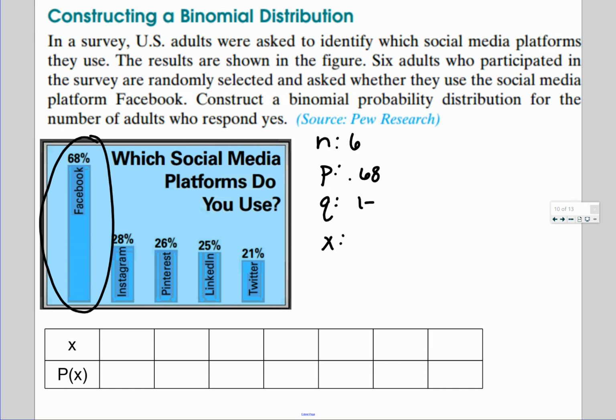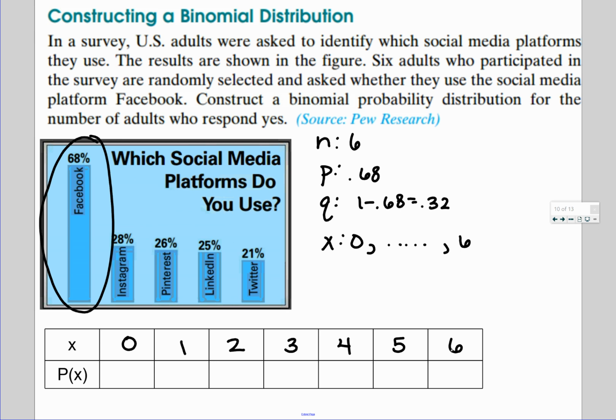Do 1 minus 0.68, 0.32. All right, and then all of our different values of x. So the lowest possible value of x is what? 0. It's possible that none of them use Facebook, all the way up to 6. All 6 of them could use Facebook, depending on how our trials work out. Okay, so that's going to be the top of our table: 0, 1, 2, 3, 4, 5, 6.